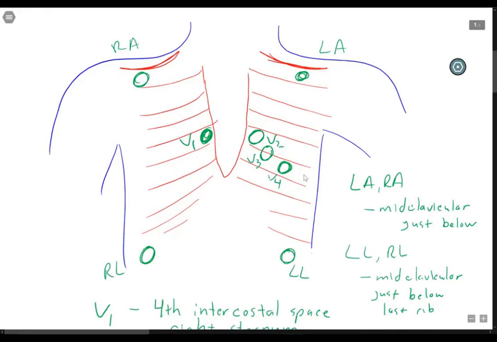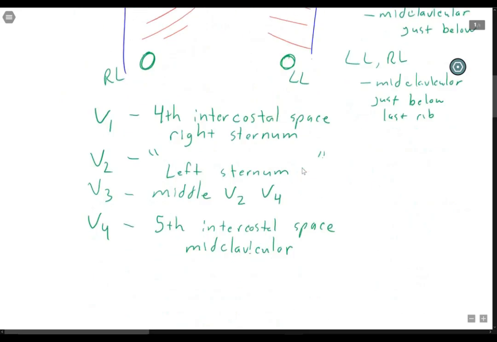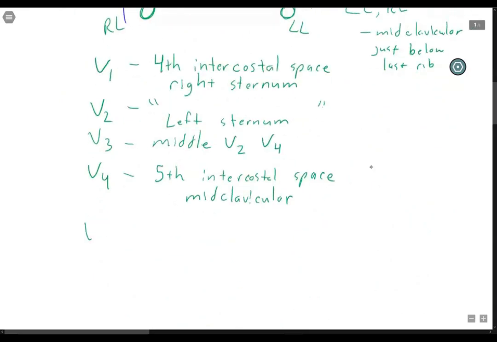V5 is, we're going to stay in that fifth intercostal space. We're just going to continue to go around this left side of this person's chest. So V5 will stay in the fifth intercostal space. But now, instead of being midclavicular, we're going to be right in line with the front of the armpit. There's a name for that. So V5 here. Still that fifth intercostal space.